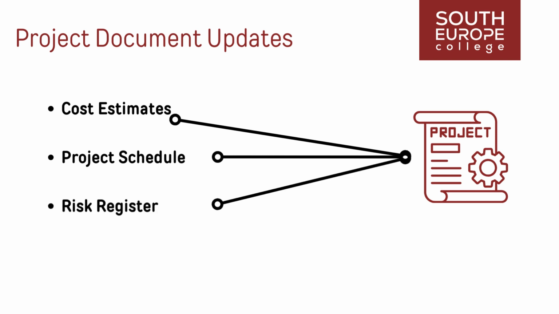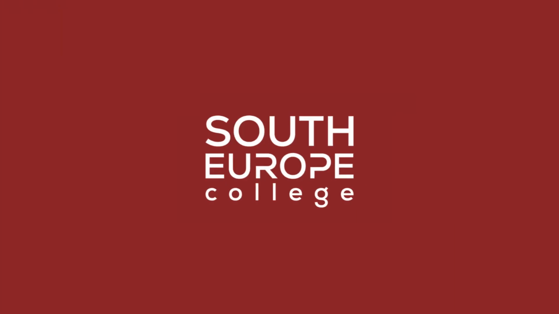Risk register. Any new risks identified during the determined budget process are documented in the risk register. These risks are then managed using the risk management processes, ensuring potential challenges are identified and addressed proactively. Updating these project documents is essential for maintaining accuracy and alignment across different aspects of the project, enabling effective decision-making and control throughout the project lifecycle.